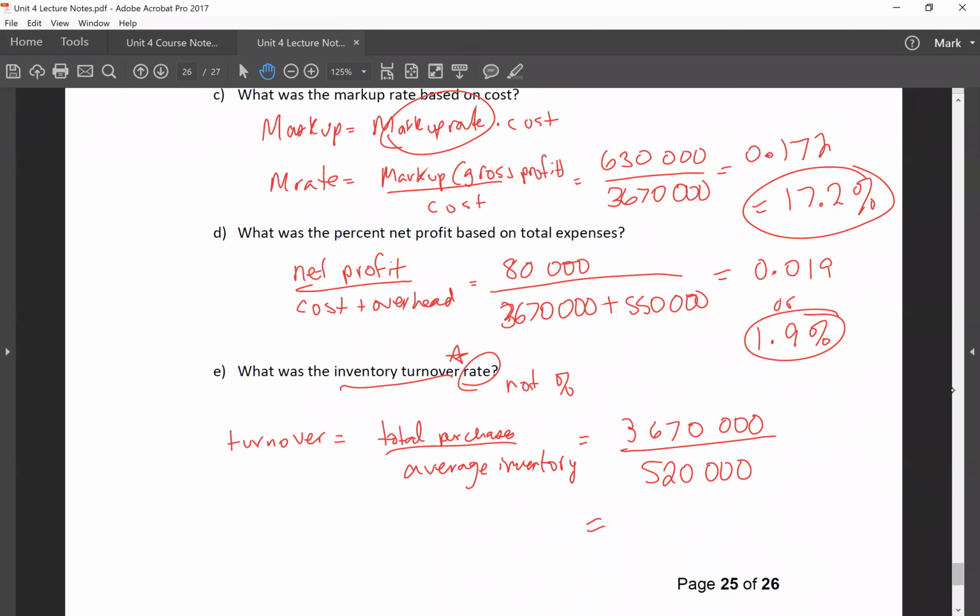And when you solve that, you will get around, I think, Kalsum, you said 8. When you do it on your calculator, it will be like 7.0 something. So it's about 7. And what that means is 7 times per year, your inventory will be replenished. You will restock your inventory.